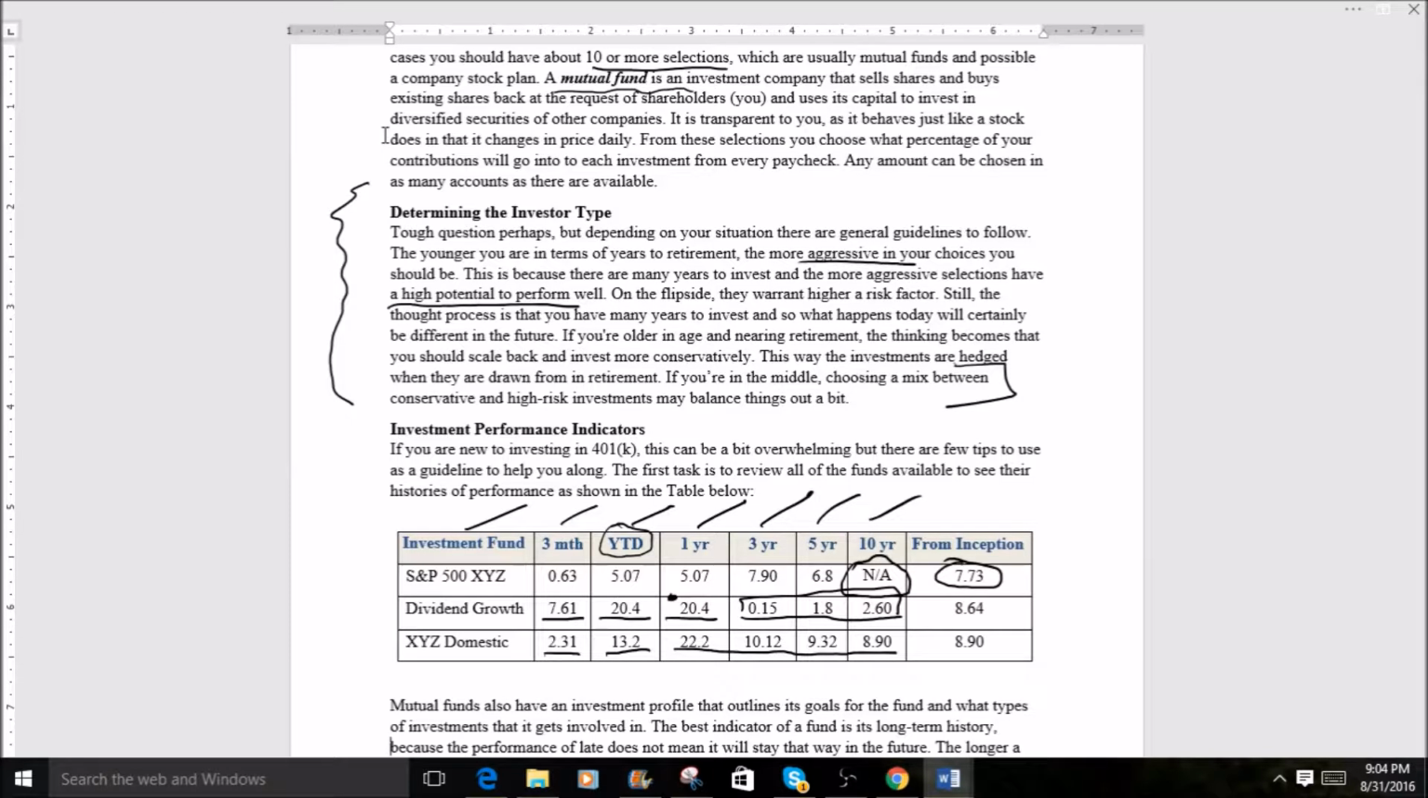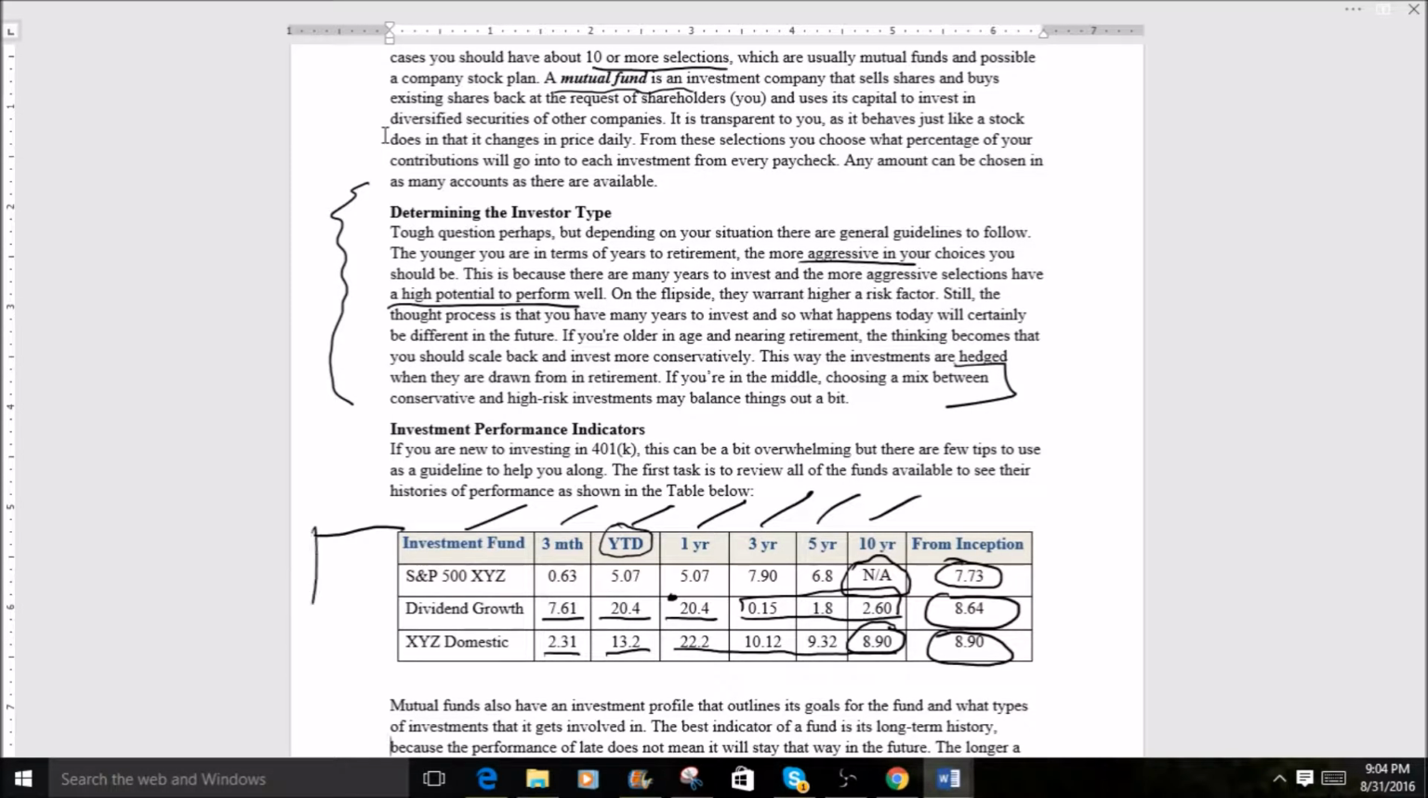And so you can see that from its inception, they're at 8.90. And dividend growth is 8.64, right? But here's the kicker. You can see that over a 10-year period, 8.90 is higher than anything. And now dividend growth here is 8.64, and they've had 10 years of history. But what you don't see in this chart is how long the fund's been in existence.